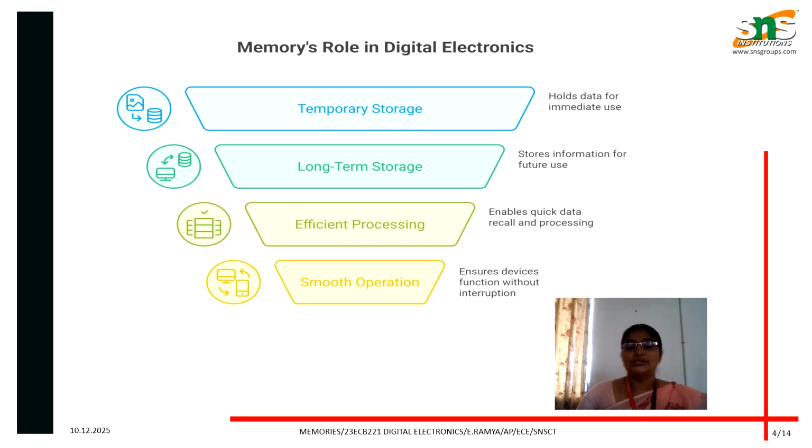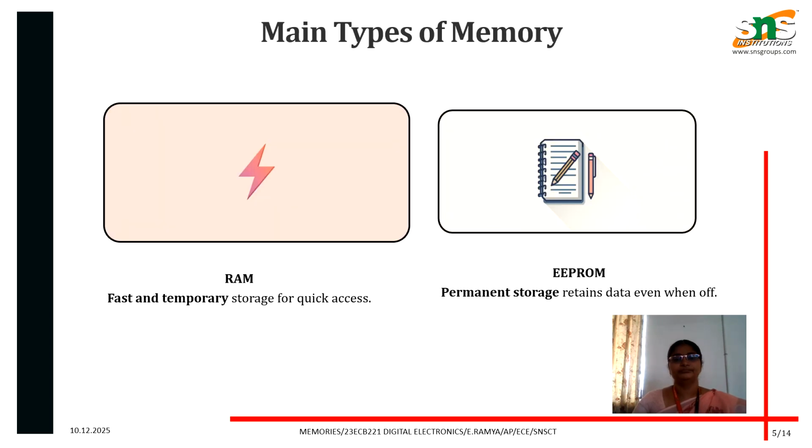It is also used for efficient processing, which enables quick data recall and processing, retrieval of data from the memory. Then smooth operation, to ensure devices function without any interruption. I hope you understand how memory is used and what the roles of memory are in digital electronics.